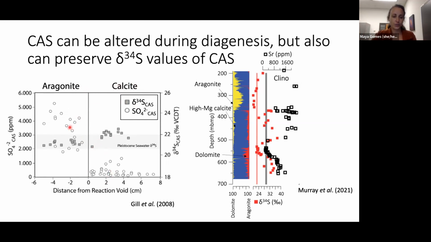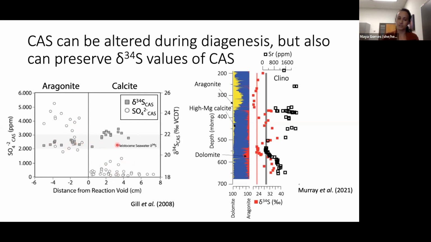And so what they showed was that this transformation was associated with the loss of carbonate-associated sulfate. So carbonate-associated sulfate concentrations decrease. This is why we don't use carbonate-associated sulfate concentrations as a proxy for marine sulfate. But despite that CAS loss, the sulfur isotope compositions of carbonate-associated sulfate retained the Pleistocene seawater sulfur isotope value.